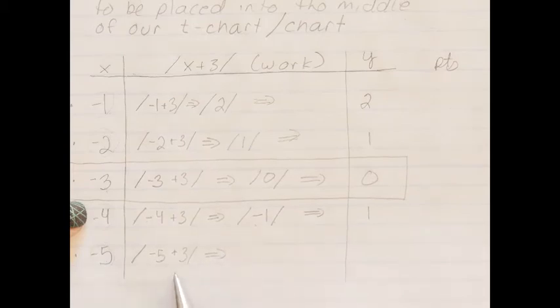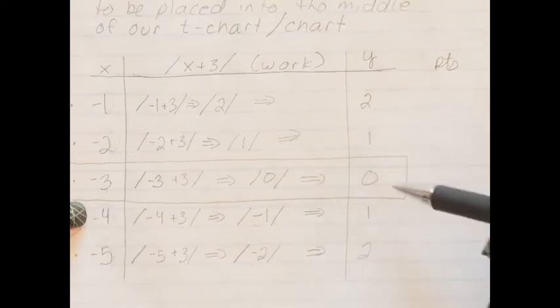-5 plus 3 is -2. We're still inside the absolute value. Now that we have the absolute value of -2, from here we can work this out. What's the absolute value of -2? And we know that's 2.